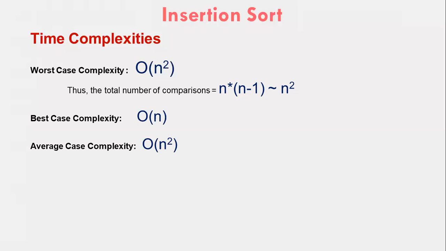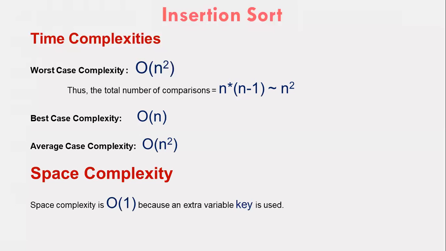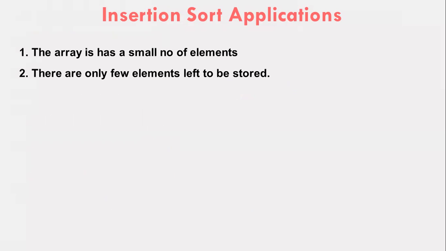Now coming to the space complexity. Space complexity is order of 1 because an extra variable, that is key, is used. Now coming to the insertion sort applications. So here the insertion sort is used when the array has a small number of elements and there are only few elements left to be sorted.